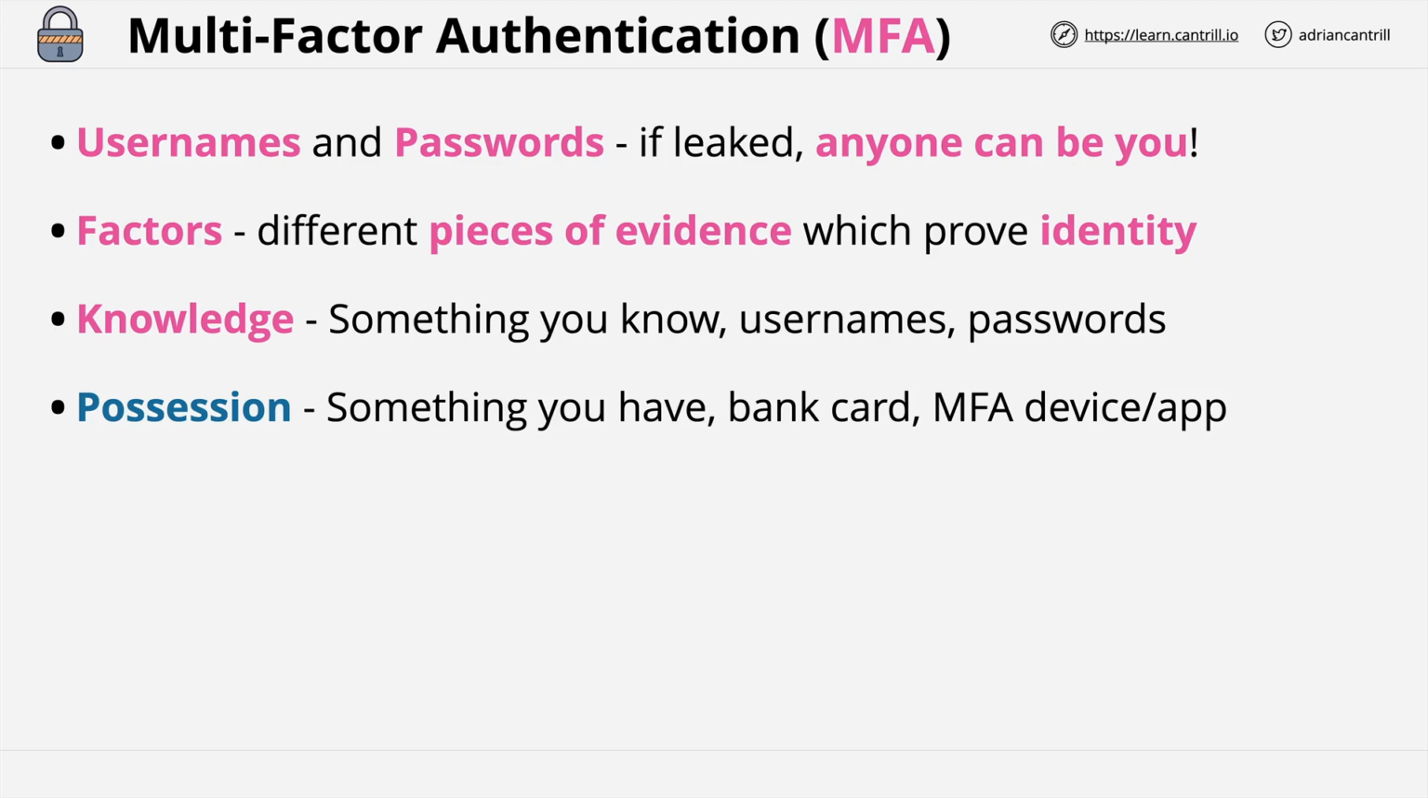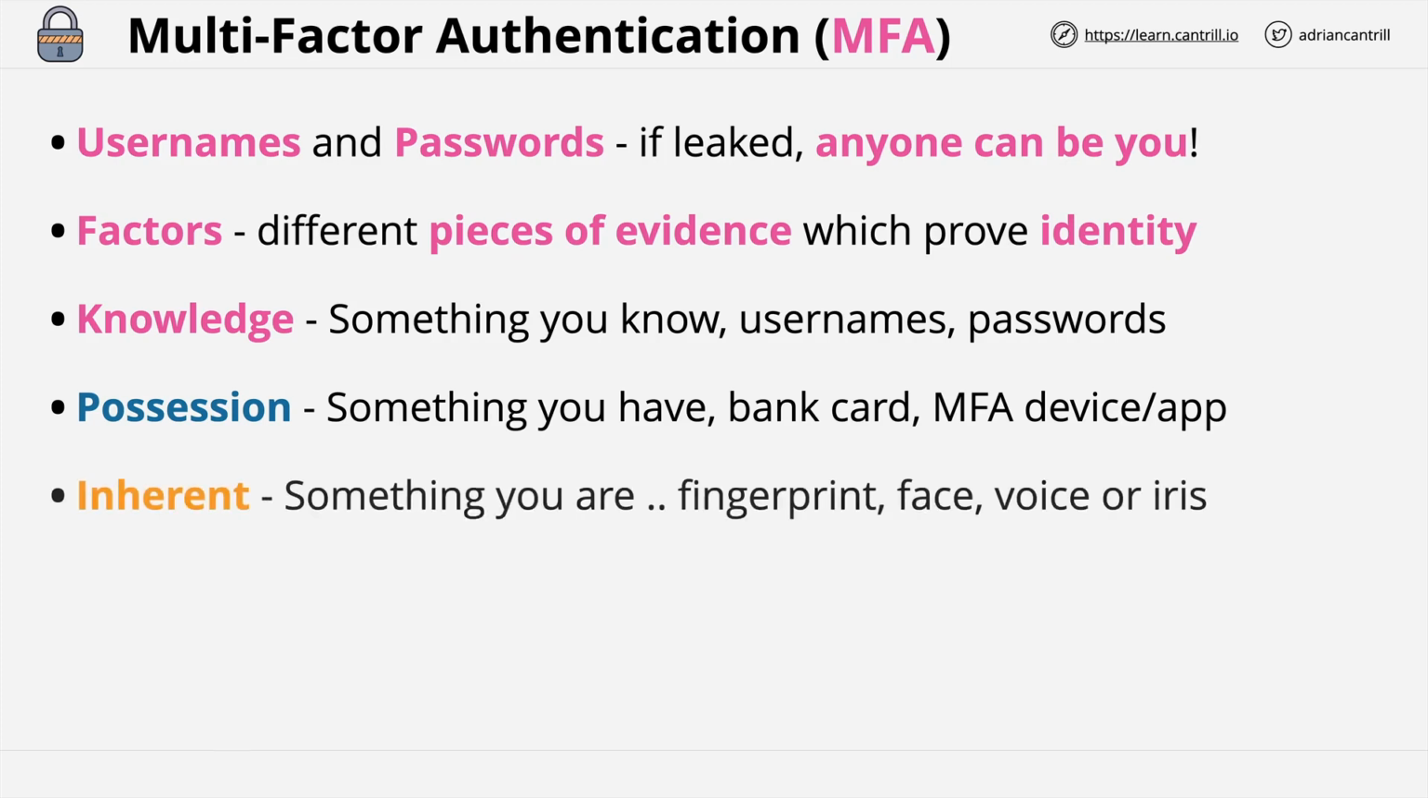Consider what you do when you use a bank card at an ATM. You have to have the bank card, you put it inside the ATM, and then you need to enter a PIN. So this is an example of multi-factor authentication. In this case, you're using two factors, something that you have, the bank card, and something that you know, your PIN. The next factor is inherent. So this is something that you are. So a fingerprint, a face scan, voice identification, or an iris scan. These are all examples of the inherent factor.